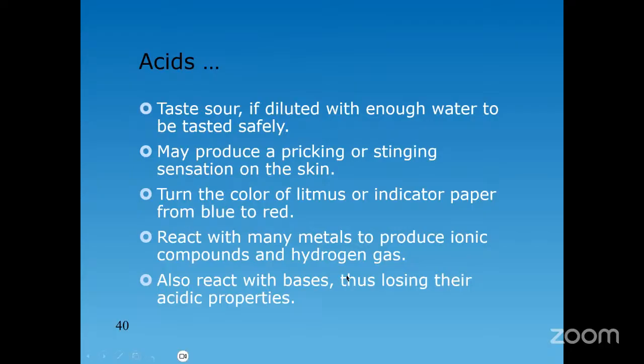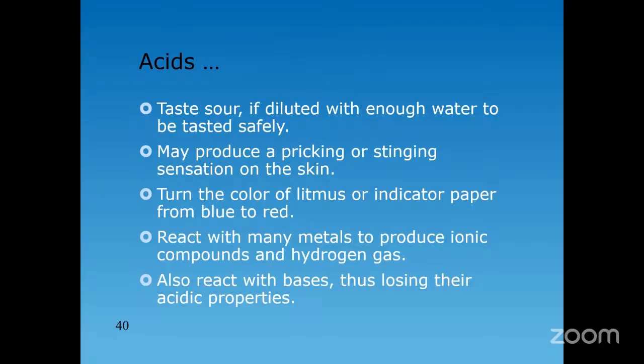Another property of acids is that they react with the more active metals to produce hydrogen gas and some ionic compound. The active metals would be metals like sodium, lithium, potassium, calcium, magnesium, and so on. Those metals will react with acids to produce hydrogen gas and an ionic compound. The last property here is that acids will react with bases, thus losing their acidic properties. This is called a neutralization reaction. What is supposedly happening, and I say that because this is not true in all cases, is that if you react an acid with a base, both compounds will lose their properties.